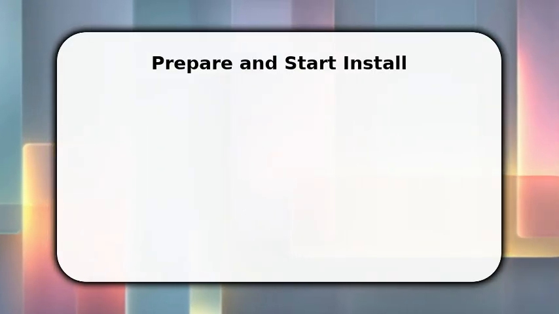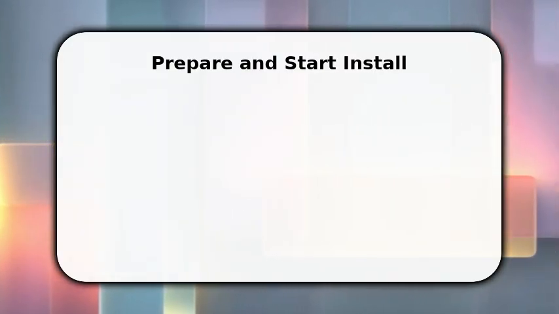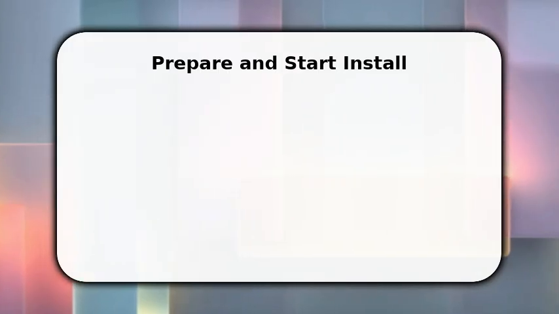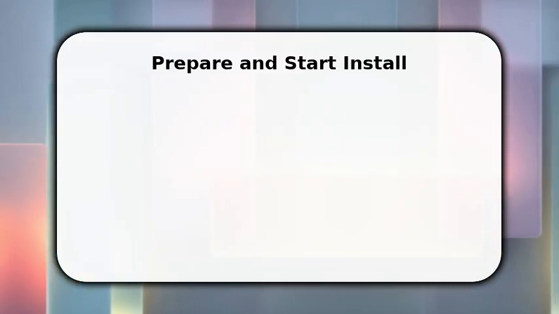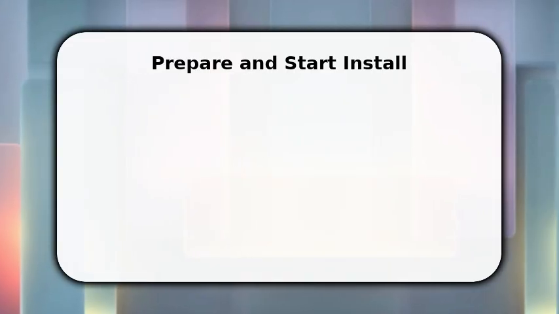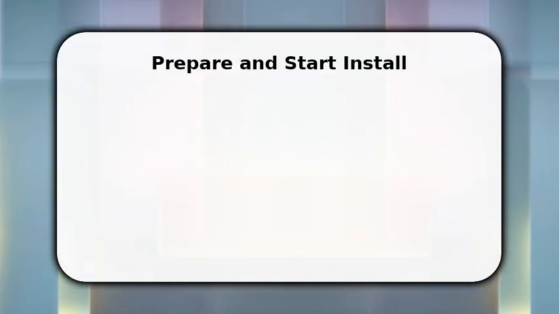You will see system prompts. Follow the installer dialogues to grant permissions. This lets Chrome integrate with your system. Make sure to read any options, like default browser, so you control how Chrome behaves after installation.